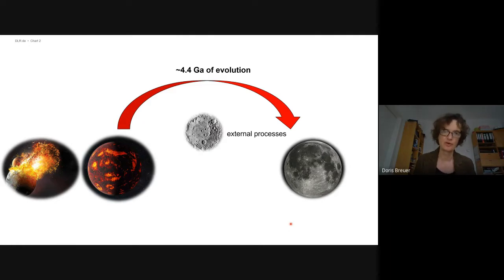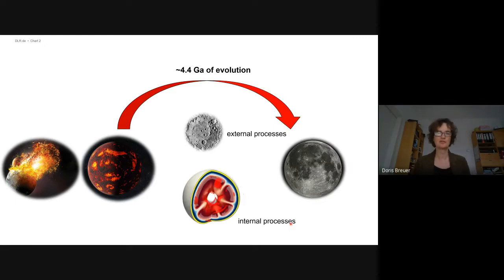First, there are external processes like impacts, and also tidal dissipation in the interior, which can modify the thermal evolution. And there are internal processes, mainly mantle dynamics, melt generation, and volcanism, but also magnetic field generation in the core of the moon. In my presentation, I concentrate on the thermochemical evolution of the moon, starting from the magma ocean phase up to today, due to internal processes.